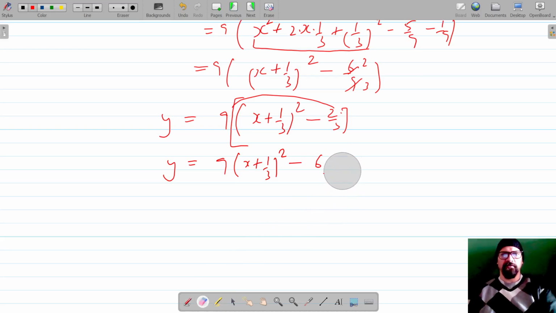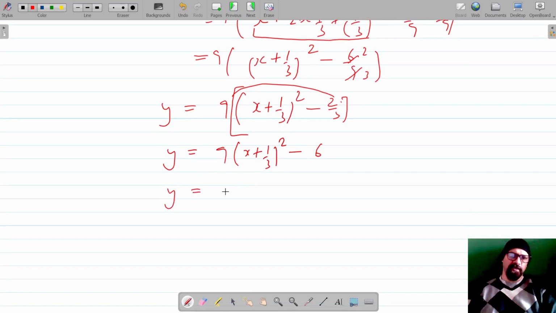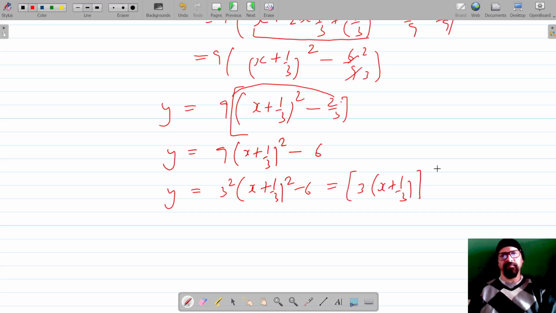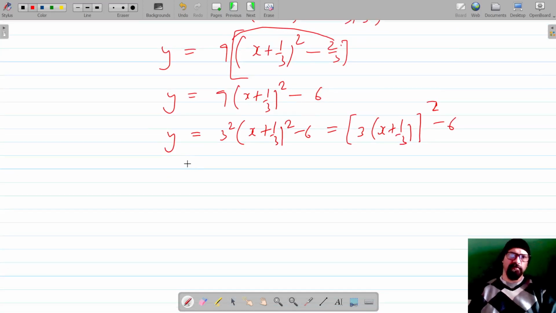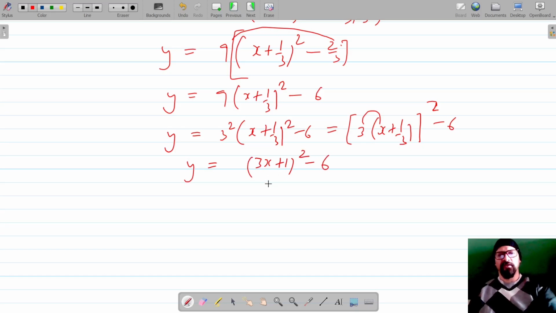Okay. So finally we have y, and I can write it as 9, and this can be written as 3 square in x plus 1 by 3 the whole square. So this is 3 into x plus 1 by 3 the whole square minus 6. And finally I have got it reduced to, so let's multiply this. So 3 into x plus 1 by 3, so 3x plus 1 the whole square minus 6. This is y.